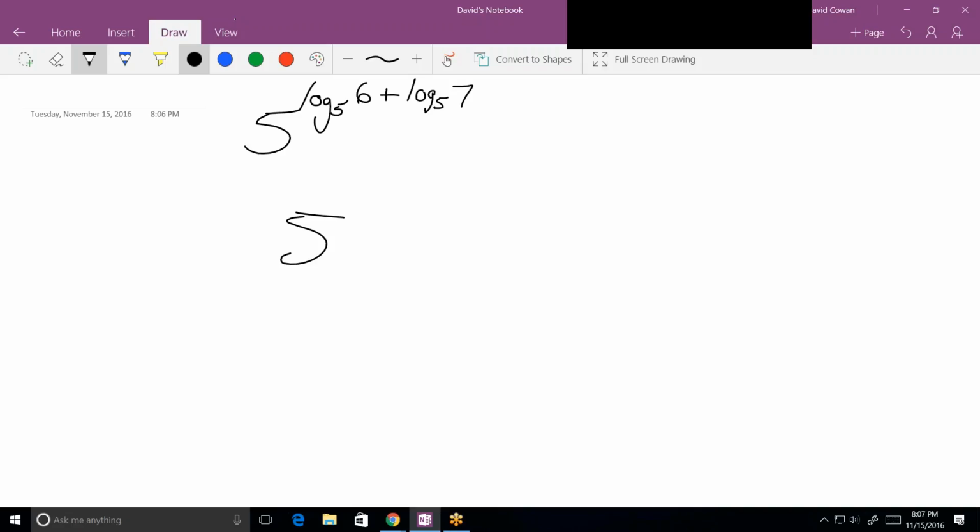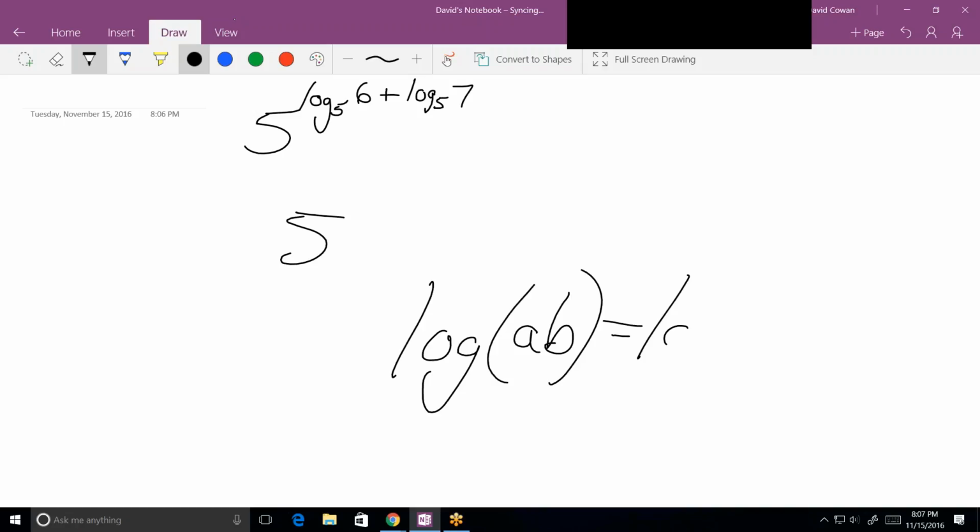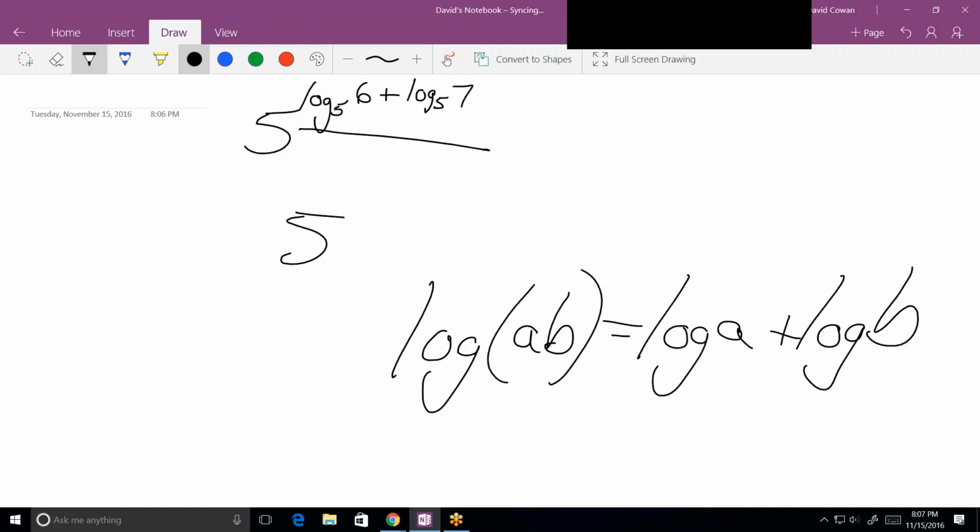Right, the properties. Well, here's the property. If I have the log of A times B, that's equal to the log of A plus the log of B. So here we have the log of 6 plus the log of 7. That's going to be the log of 6 times 7. So this entire expression can become the log base 5 of 42.